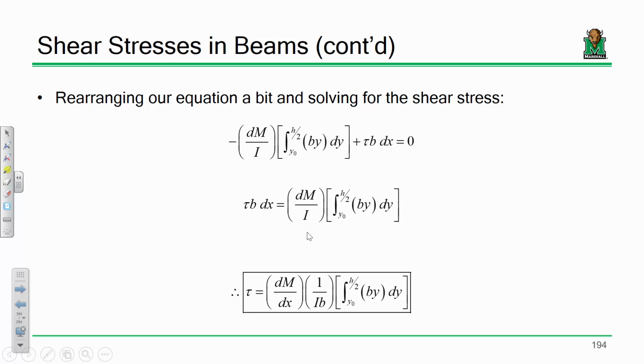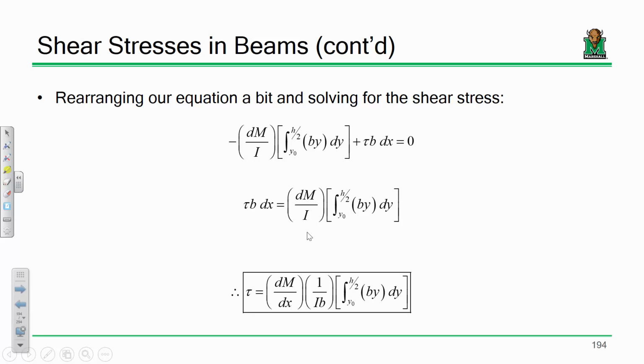Okay. Let's take a look at that box. I got a pile of junk times a pile of junk times an integral. Let's take a look at that first pile of junk. What is dM over dx? That's the shear, right? That's the shear. I, that's just the moment of inertia. b, that's just the beam width.